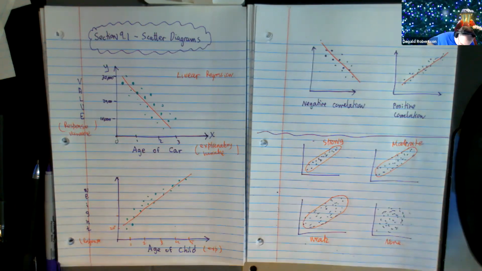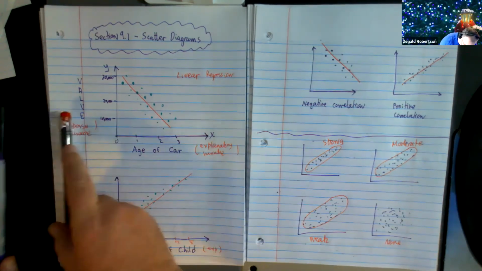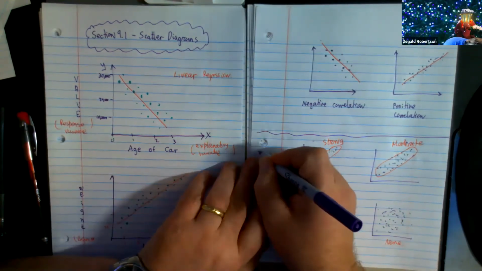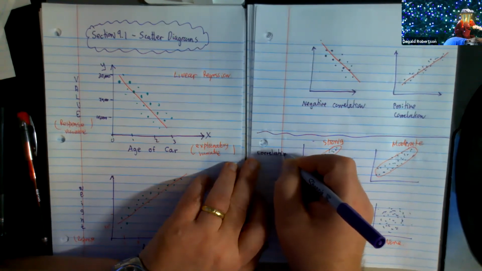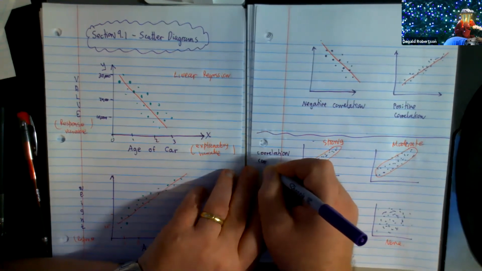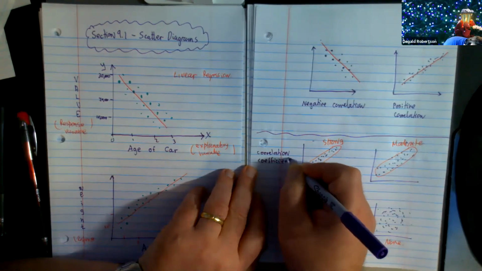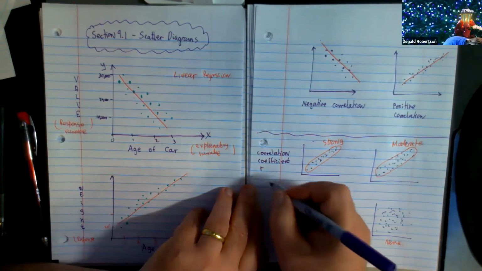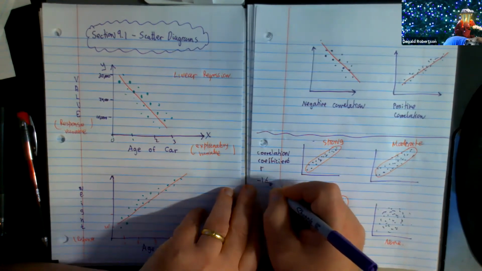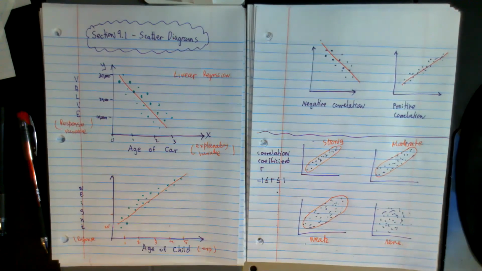Now, since I don't want to do too many diagrams, there is a special variable in statistics. It's called the correlation coefficient, and it uses the letter R. And the correlation coefficient is a number between 1 and -1.